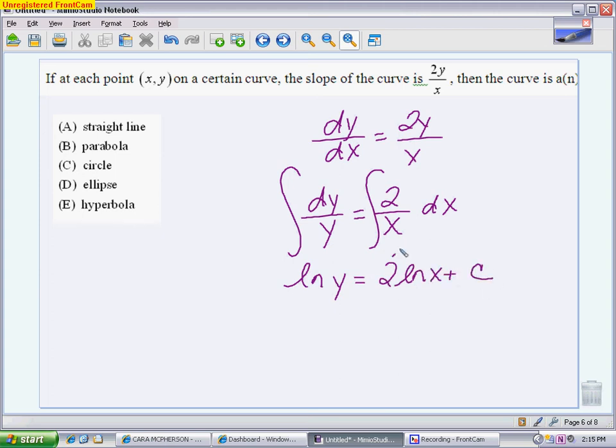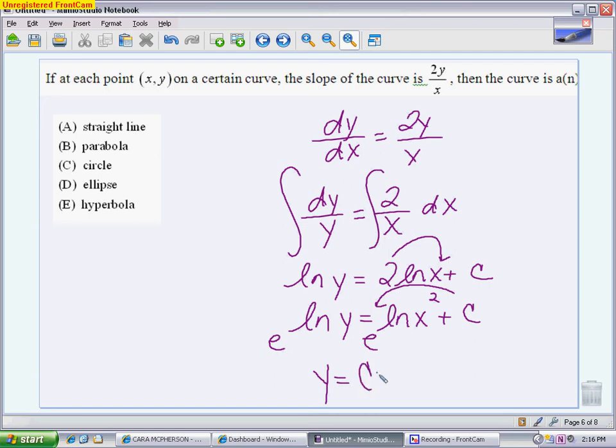I'm going to make the 2 be the power of x before I clean this up. So I have the natural log of y equals the natural log of x squared plus c. I'm going to take e on both sides. I'm going to exponentiate. And when I do that, the c is going to become the coefficient. So I get y equals c x squared. There is no longer a natural log because the e and the natural log will cancel on both sides. So you actually no longer have an exponential or a logarithmic piece.